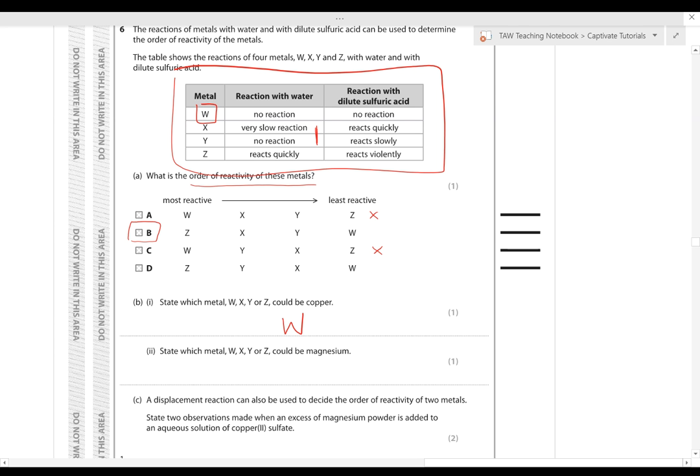Which metal could be magnesium? Well, we should know that magnesium reacts slowly with water. So it's going to be X, and also the reaction with dilute sulfuric acid is quick with magnesium as well. So the correct answer there is X.